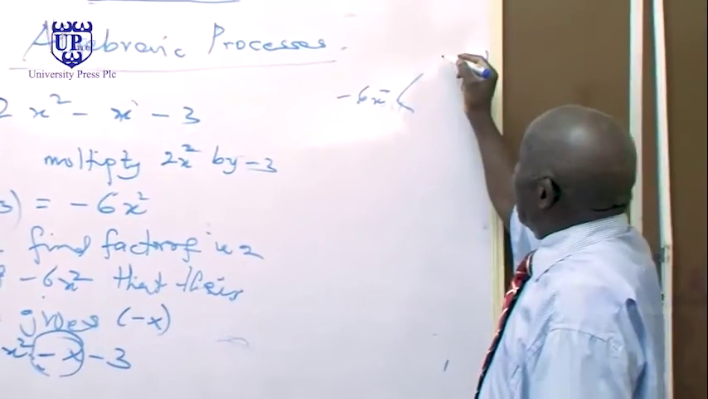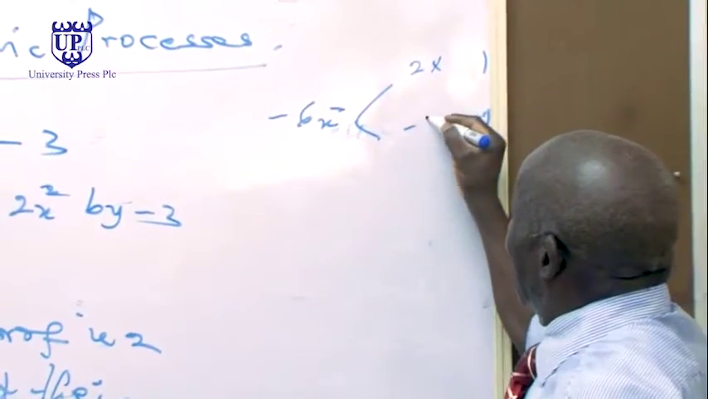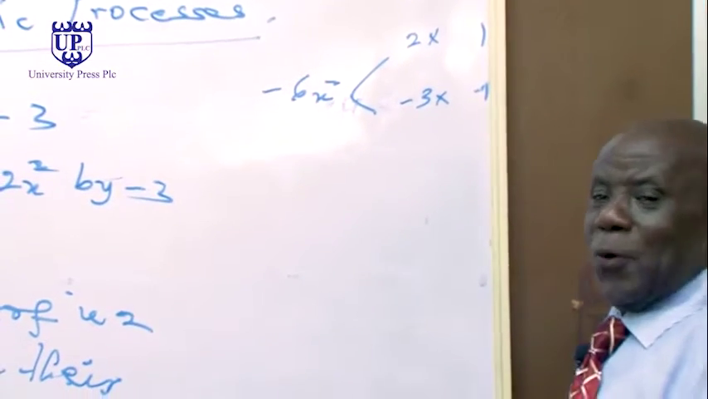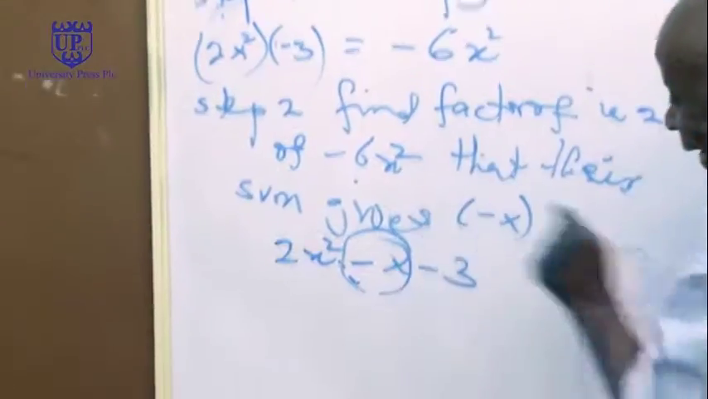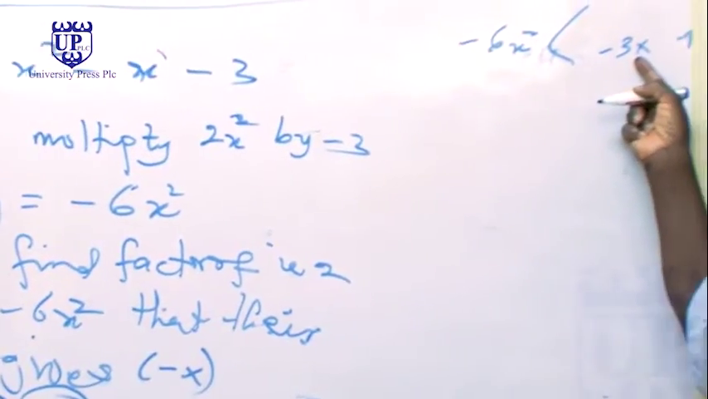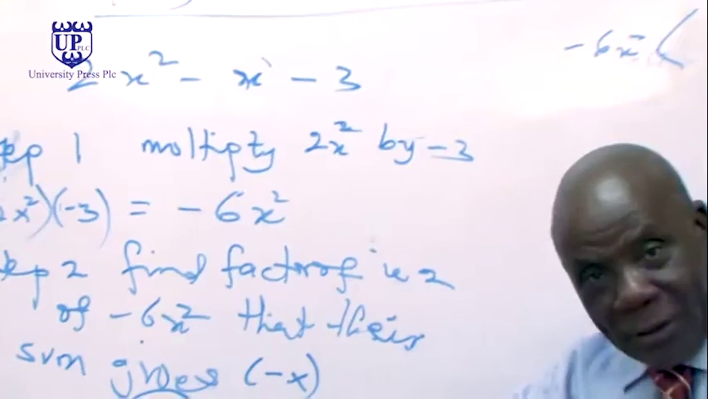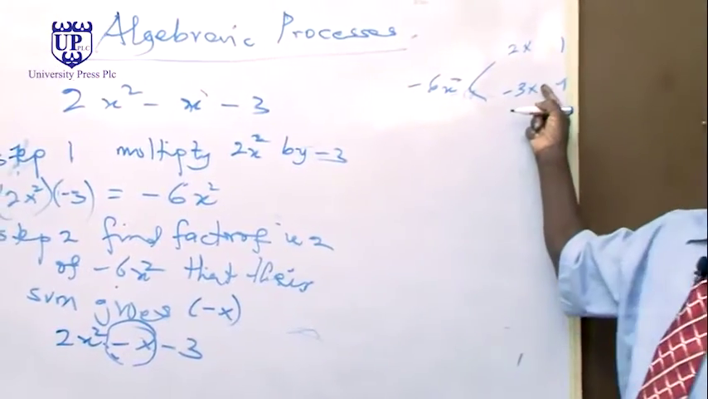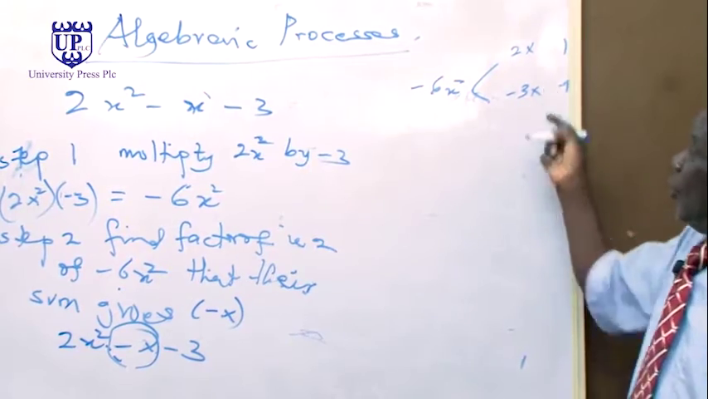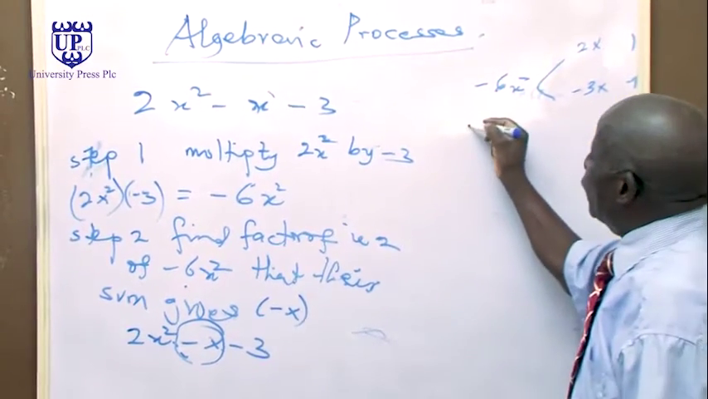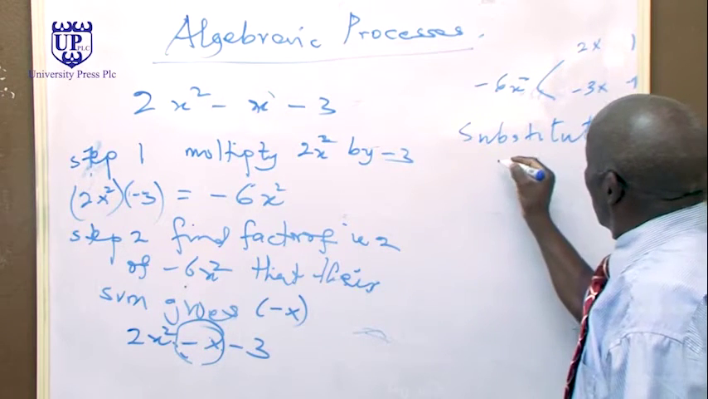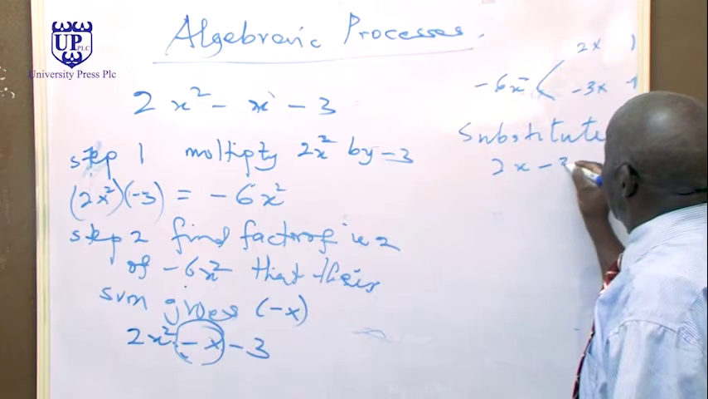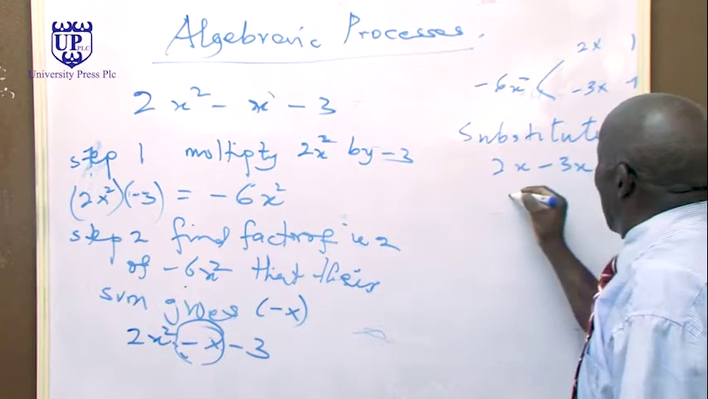So the two factors are either 2x and minus 3x. You will be wondering, okay, what of minus 2x and 3x? If I were you, the value here is negative. Therefore, the bigger of the two must carry a negative sign. If the sign here is positive, the bigger of the two numbers must carry a positive sign. So in that case, substitute 2x minus 3x for minus x.